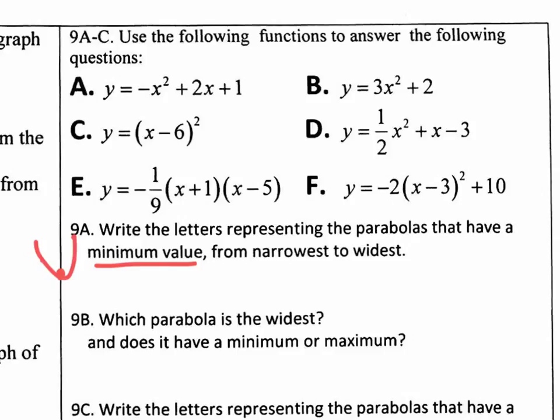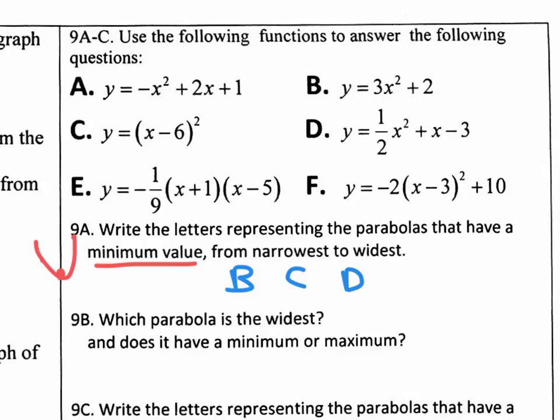So from narrowest to widest, the narrowest one is B, because that's vertically stretched by 3. And then the next one, it's not so narrow, not so wide. That's a regular A value of 1. That would be C. This one has an A value of 1. And the last one would be D, the widest one. That's opening up, because the A value is 1/2.